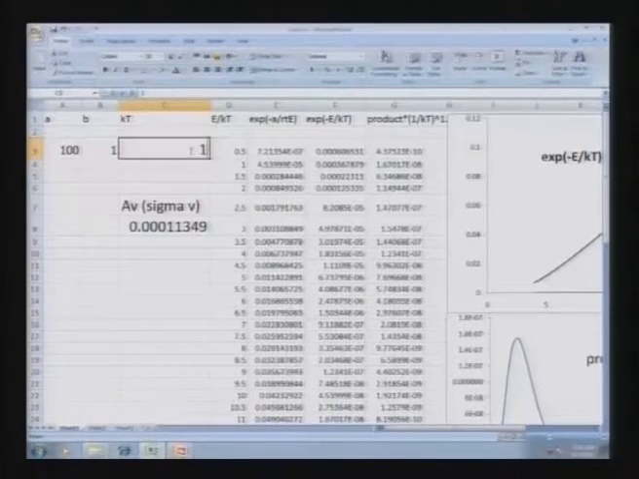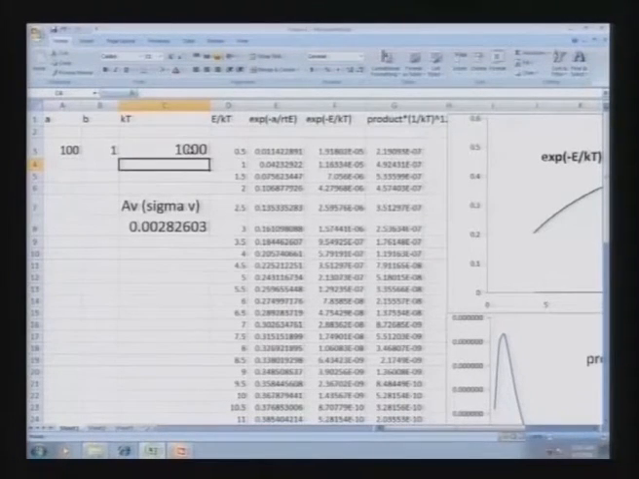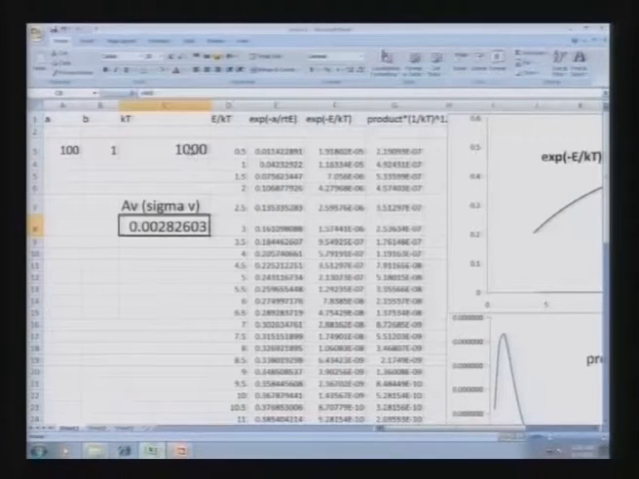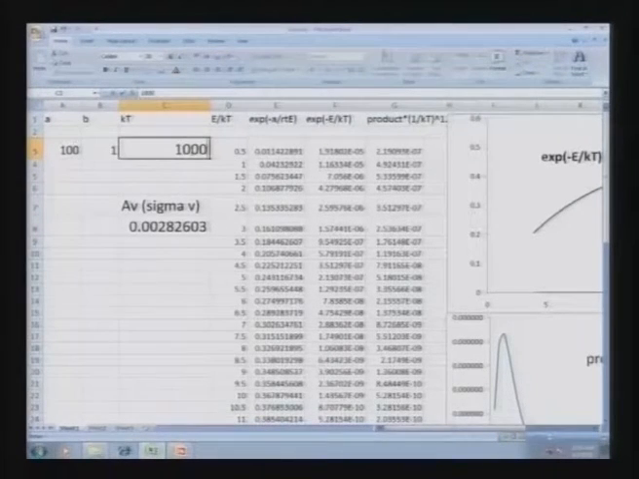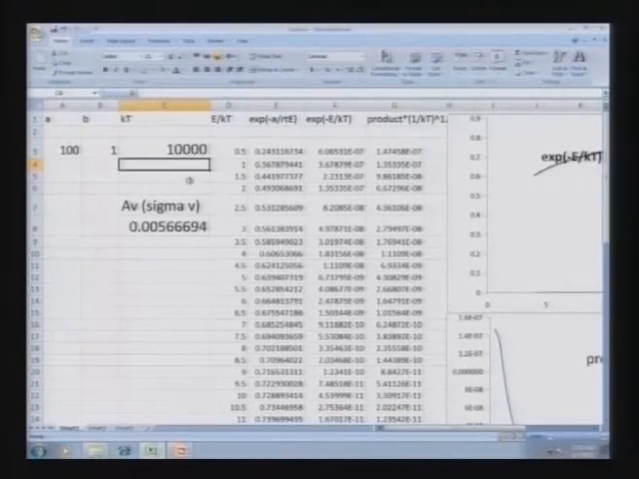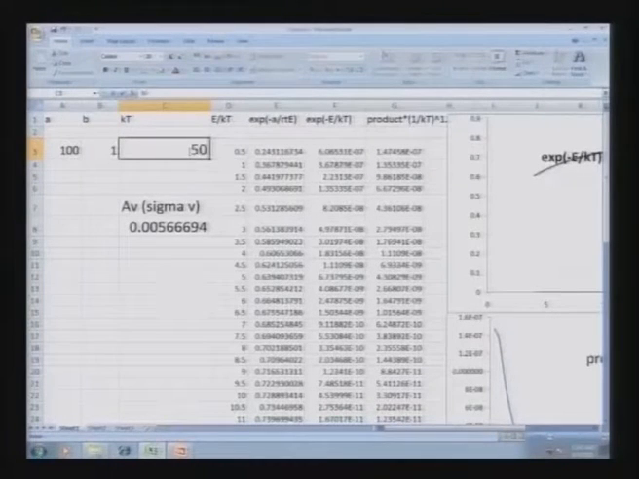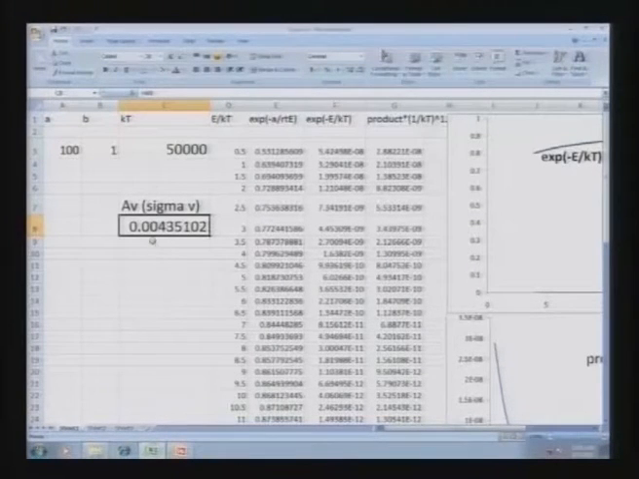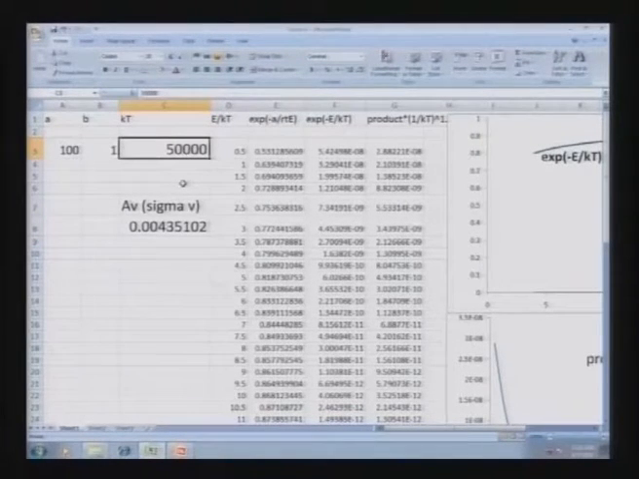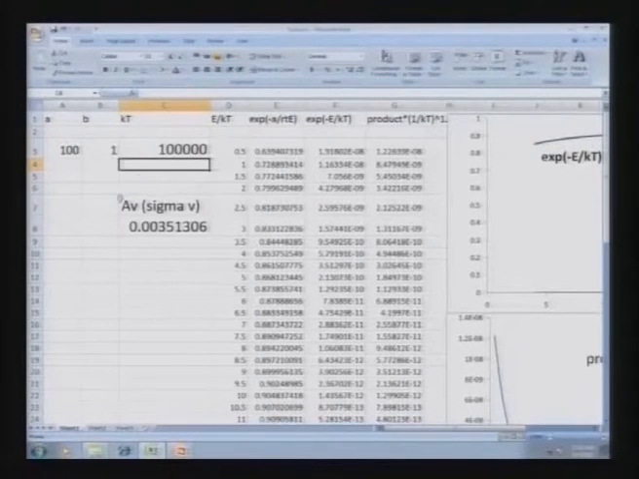Increase further, go beyond 1000, further increase, 0.002, see the value here, this is 0.002. Further increase to 10,000, from 0.0028 it is 0.0056, increasing. Go for 50,000. This is 0.0056 at present and it is 0.0043. So, it has decreased. Go for 100,000, from 0.004 it has become 0.003.